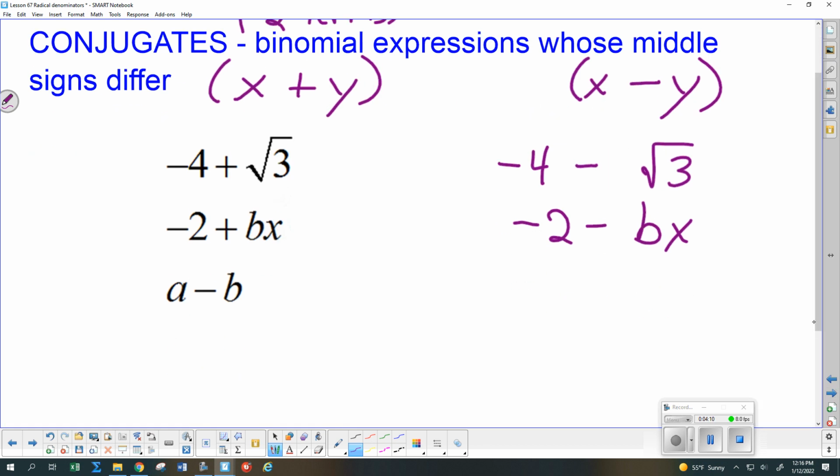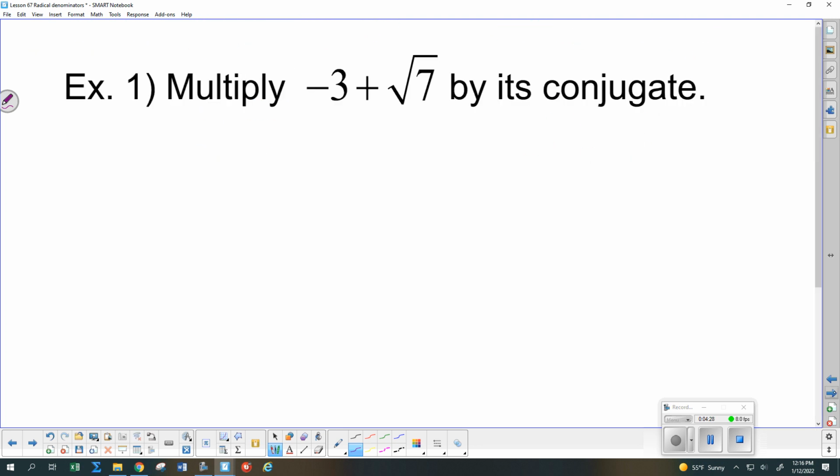What if I had a minus b? What would I do in that case to get the conjugate? What am I going to do there, Caleb? Perfect. So now that we know what a conjugate is going to be, we're going to practice multiplying one number times its conjugate. So that means I need to take the -3 plus root 7, and I need to figure out what its conjugate is, and then I can multiply them by each other. So what am I going to get for this conjugate, Austin?